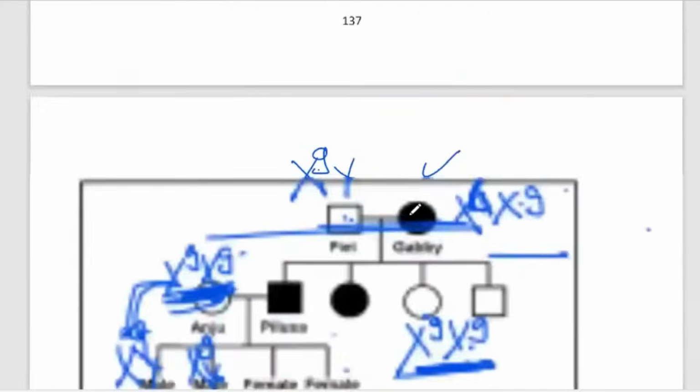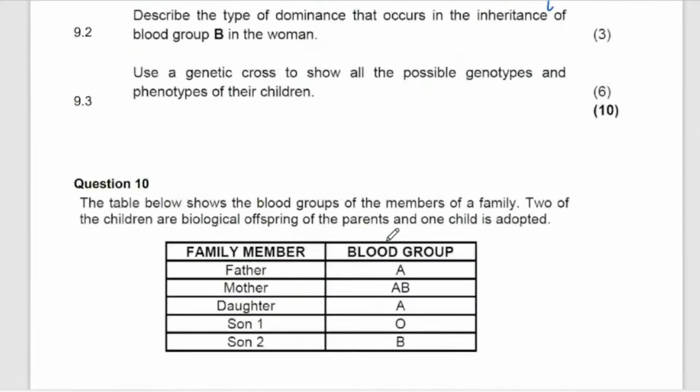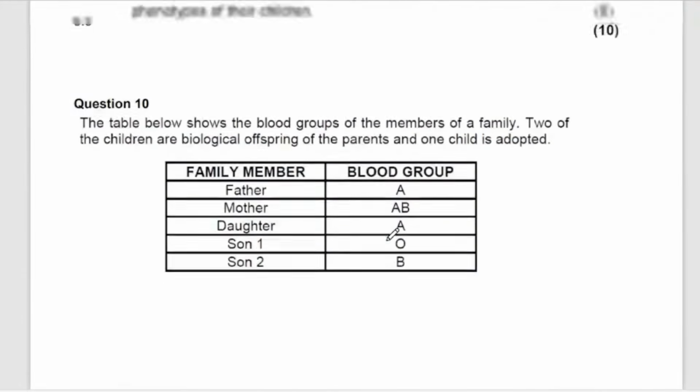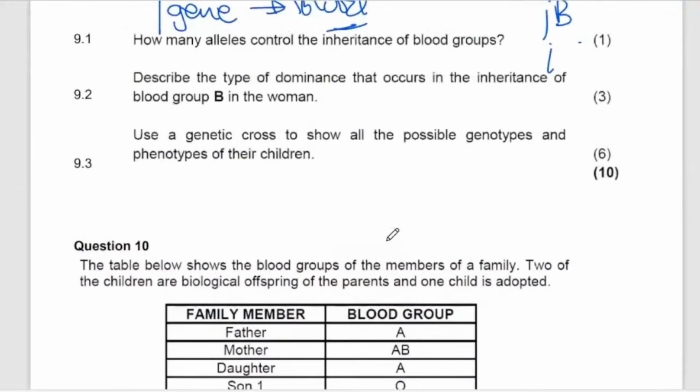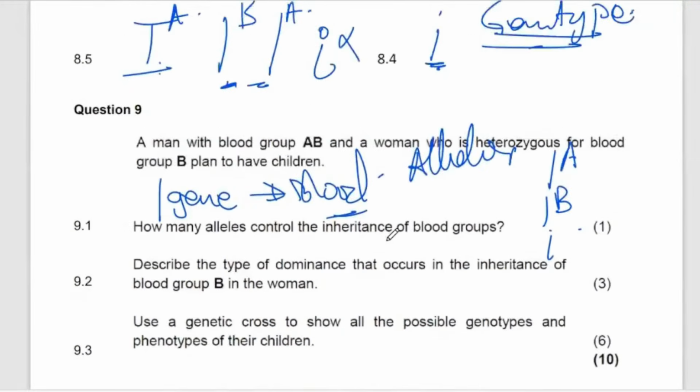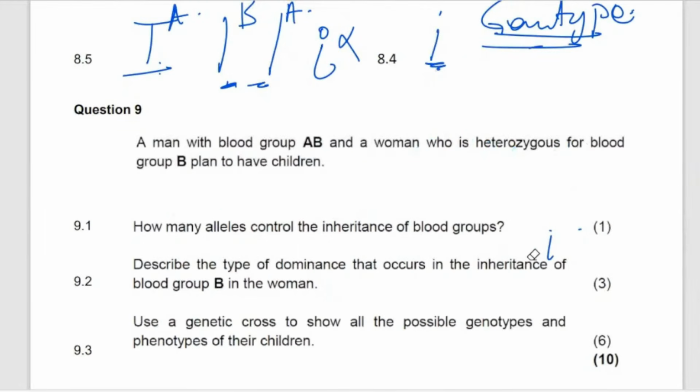Is it possible for a person of blood group A marrying a person of blood group B to produce a child of blood group O? Yes, it is possible. How do I know it's possible? You look at the genetics. Before I go there, let me just answer this question first.